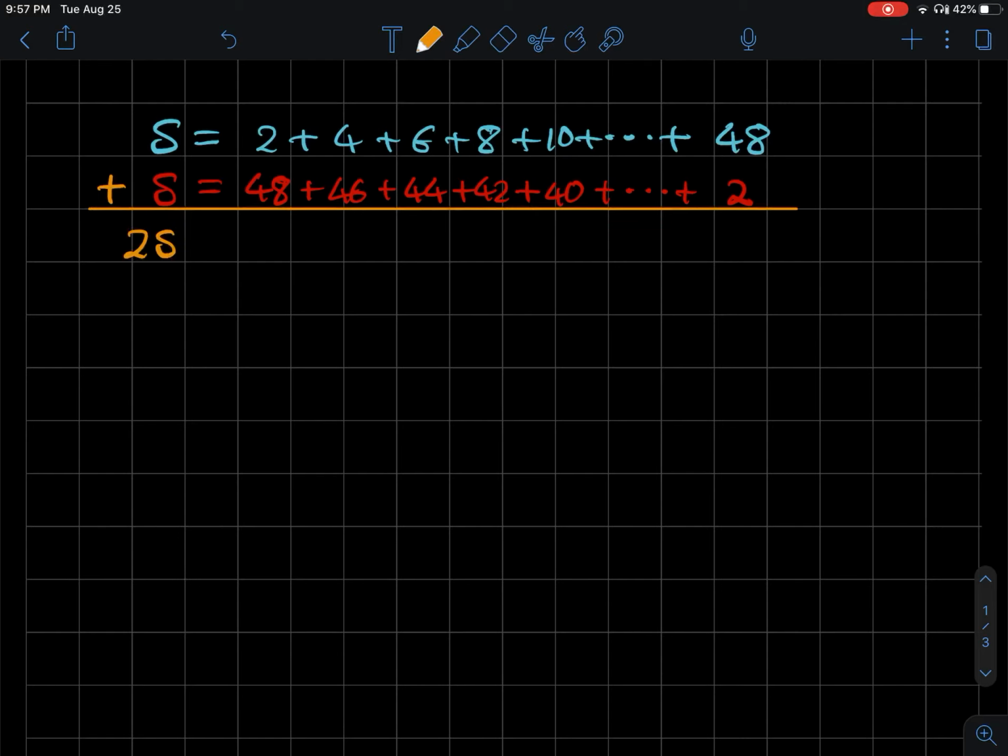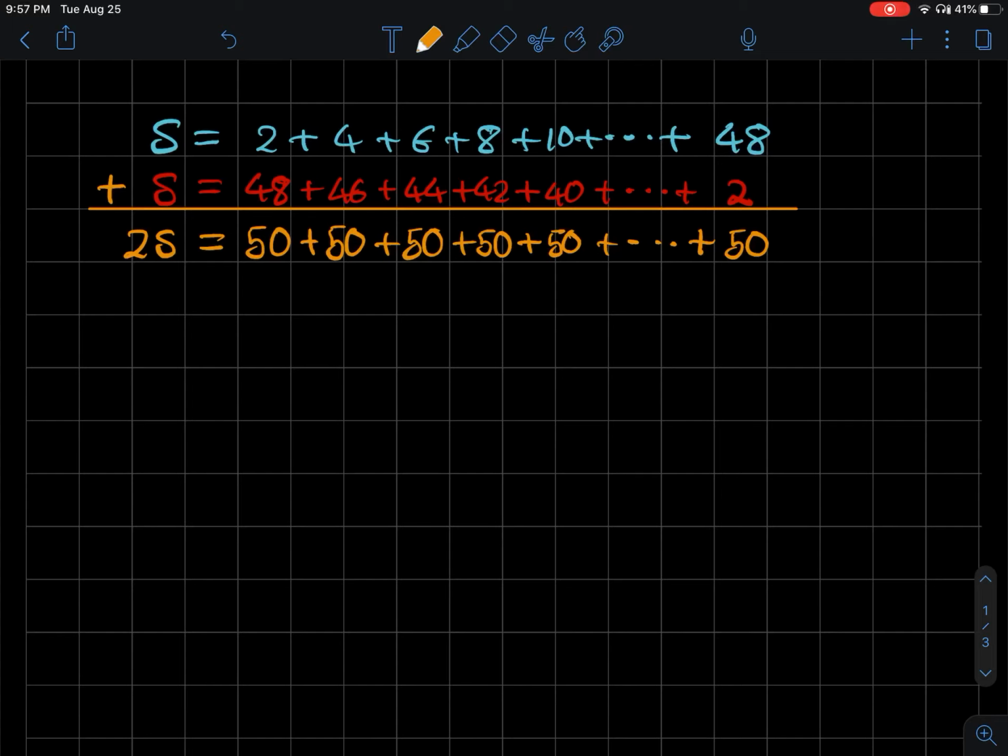On the left side, it's 2S. And on the right side, 48 plus 2 is 50. 46 plus 4 is 50. 44 plus 6 is 50. 42 plus 8 is also 50. 40 plus 10 is 50. And you can get a bunch of 50s until you do the last 50. So it's all 50, 50, 50, 50. Now, this is much, much, much easier to add than the previous sum. So for example, if you were to add 50 plus 50 plus 50, that's the same as adding three 50s, or it's 3 times 50.